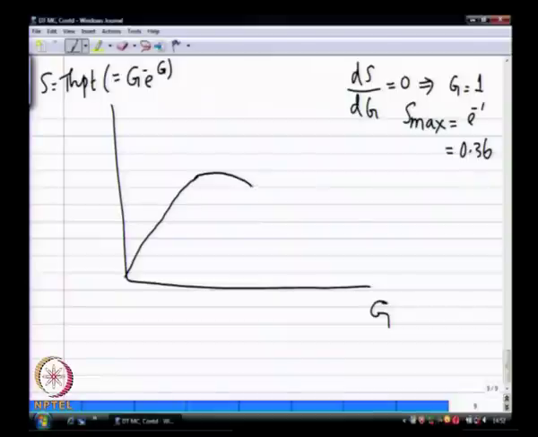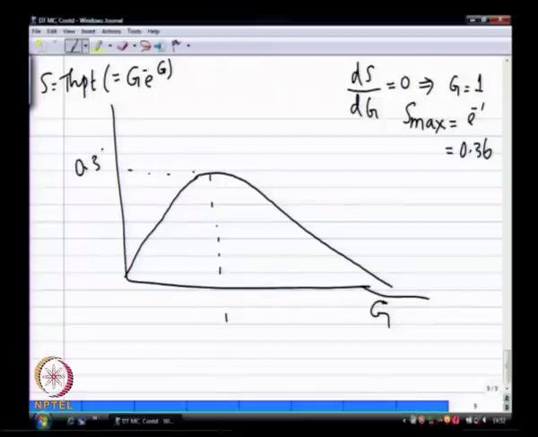As g increases, the throughput actually goes to 0, so I will just draw it: it ends up going to 0, right? So at g equals 1, you achieve the maximum. This is one way of getting an asymptotic understanding of the behavior of the system. And ideally, you should never operate close to 1 because the system will become unstable.